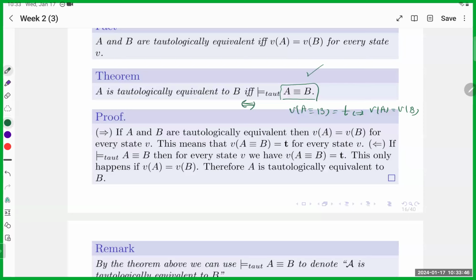The other way around, if A if and only if B is a tautology, then you want to show A and B are tautologically equivalent. You just have to show that for any state V, the values are the same. Since A if and only if B is a tautology, V of A if and only if B is true, that automatically implies V of A is equal to V of B. So this is really rephrasing what tautological equivalence is.